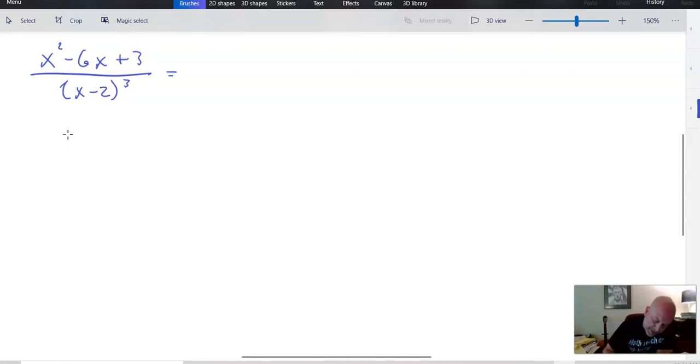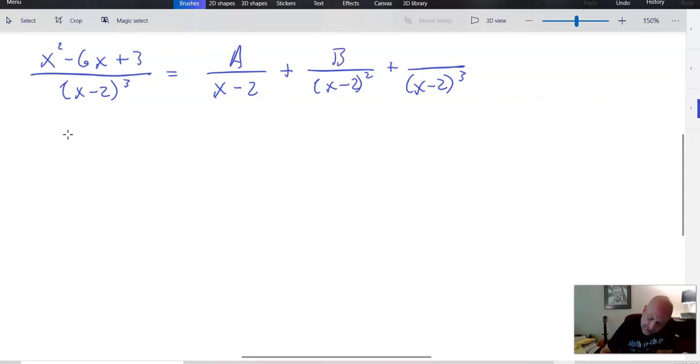There we go. Since that's our only factor, it's going to show up. That's the only thing we're messing around with in the denominators here. The next one would be x minus 2 squared, and the next one would be x minus 2 cubed. And then my numerators, since these are linear factors, are going to be constant numerators. Okay, so that's what we're looking at.